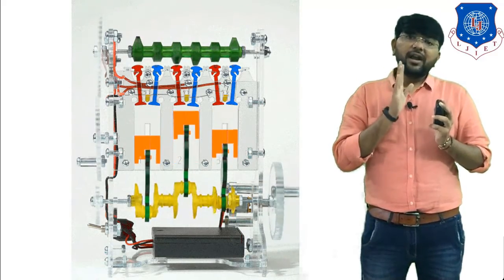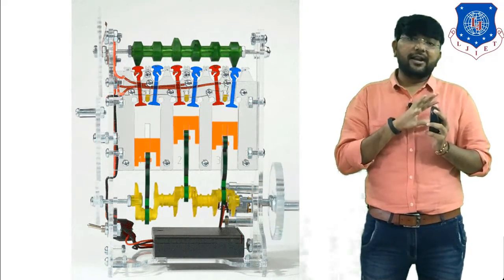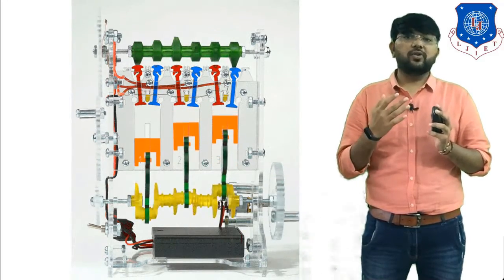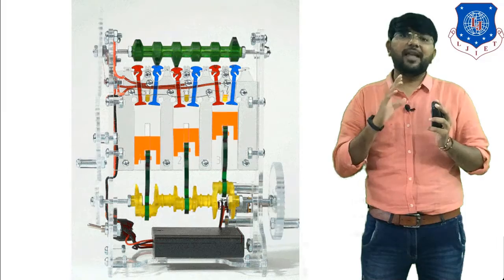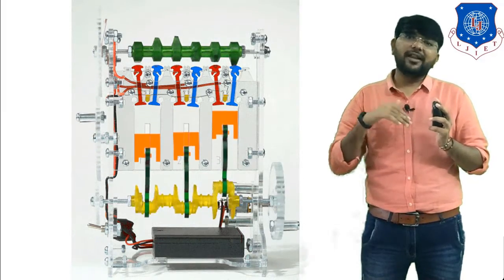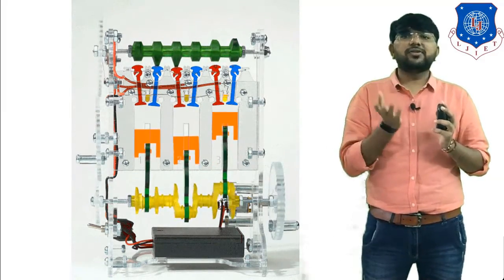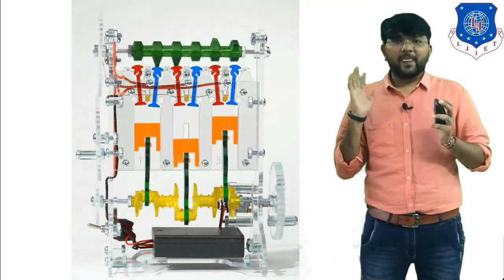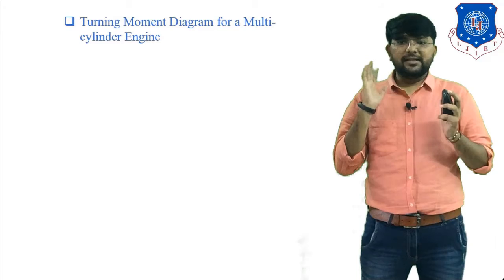Clear? In the multi-cylinder engine, the number of cylinders is more, so we get more power strokes. If we get more power strokes, then the flywheel gains more energy. If the flywheel gains more energy, then the fluctuation of speed is reduced. Clear? So this is the working of a multi-cylinder engine.